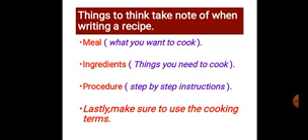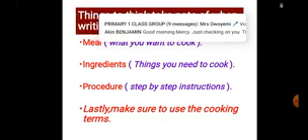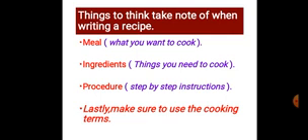Now, what are the things you need to take note of when writing a recipe? We have already mentioned some of that. Number 1, the meal. What you want to cook. What is that food that you want to cook? Probably my own favorite food is yam porridge. So if I want to write a recipe of how to prepare yam porridge, the title will be How to Prepare Yam Porridge. That's the title, because that's the meal I want to prepare. So I have to write that first. That's the name of the meal.